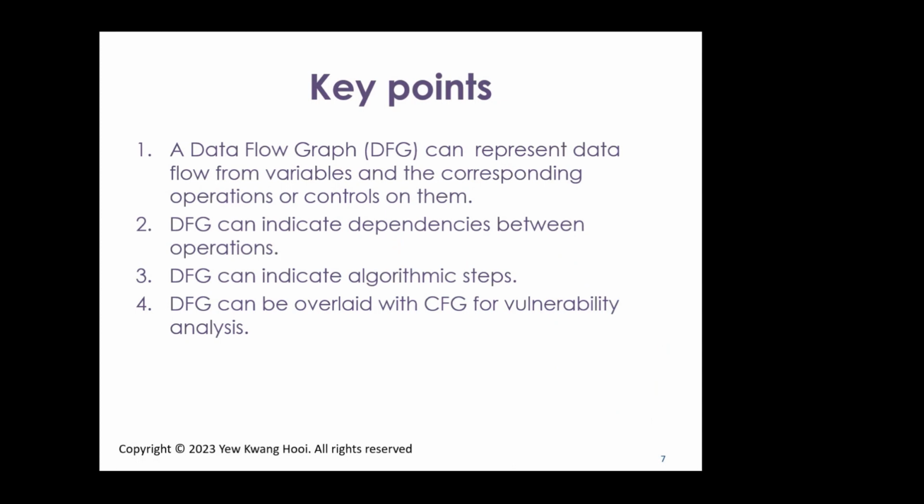Key points. Number 1, a data flow graph can represent data flow from variables and the corresponding operations or controls on them. But the main thing is the data flow. We want to see how the data changes, in order: number 1, number 2, number 3. Number 2, data flow graph can indicate dependencies between operations. So we know which operation must be done first, which one is done later, which of them are coupled, which of them are not related. And then number 3, DFG can be used to indicate algorithmic steps. Step number 1, step number 2.